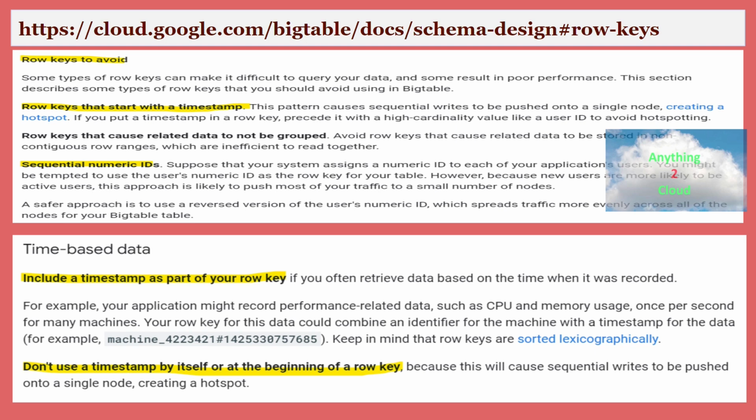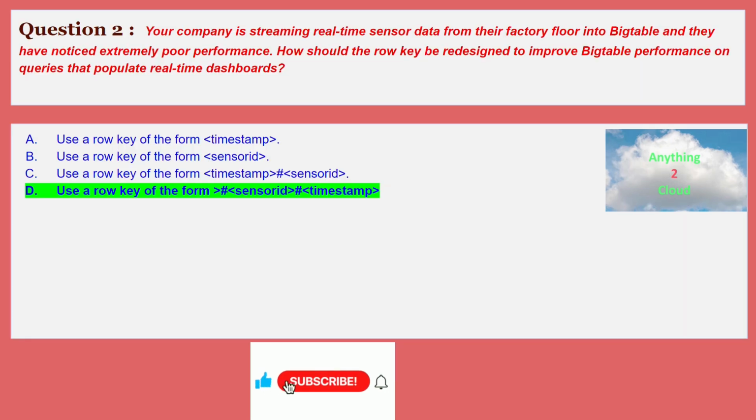For time-based data, use timestamp as part of your row key. So these are the points we need to consider before choosing an option. Now let's go into the options. The first one is to use the row key of the form timestamp.